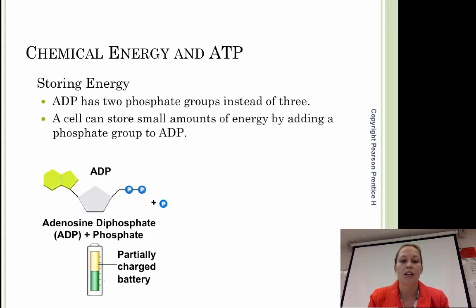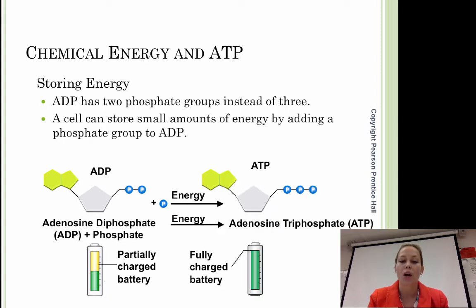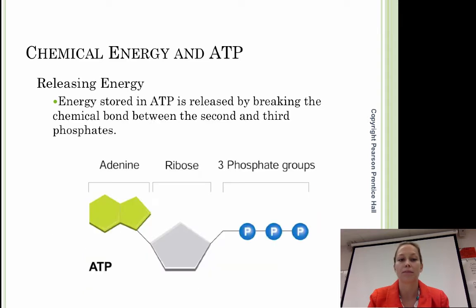So storing energy. ADP, or adenosine diphosphate, has 2 phosphate groups instead of 3. A cell can store small amounts of energy by adding a phosphate group to ADP. So you can kind of think of ADP as a partially charged battery. So when we add energy, we get ATP, which is our fully charged battery.